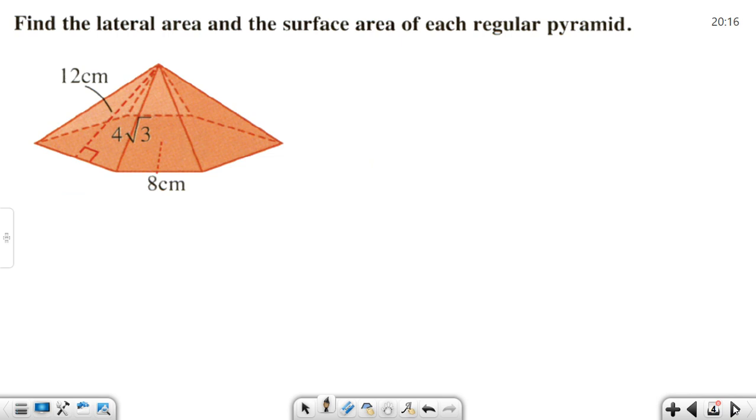Okay, let's find the lateral and surface area of the Lego pyramid again. Similar question actually. What was the rule? Lateral area equals 1 over 2 perimeter multiplied by slant height. That's a regular hexagon, so one side is 8 centimeters. It has 6 sides, so the perimeter is 6 times 8.